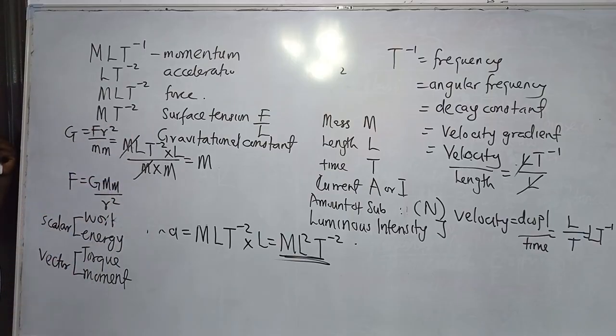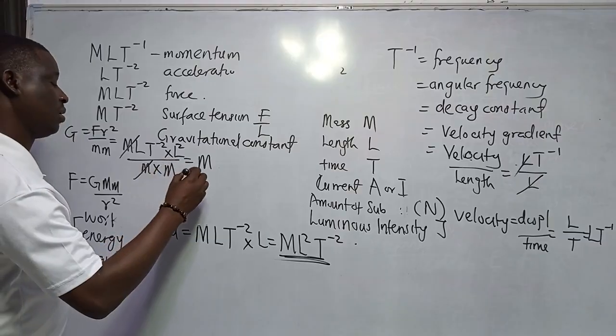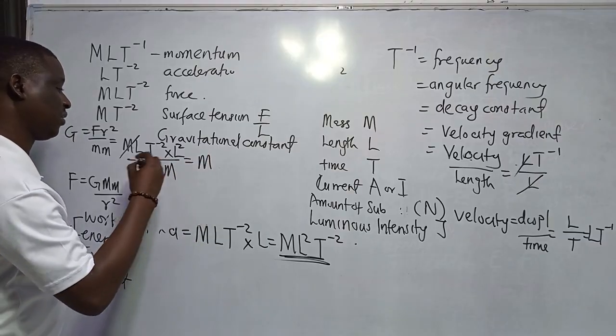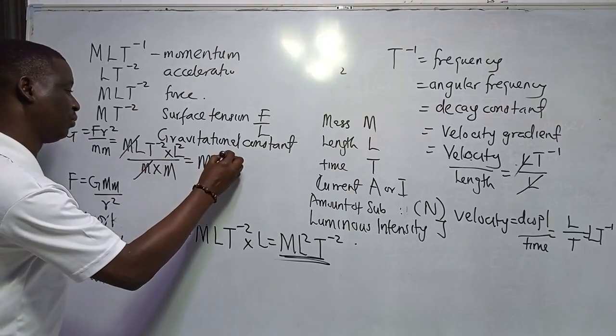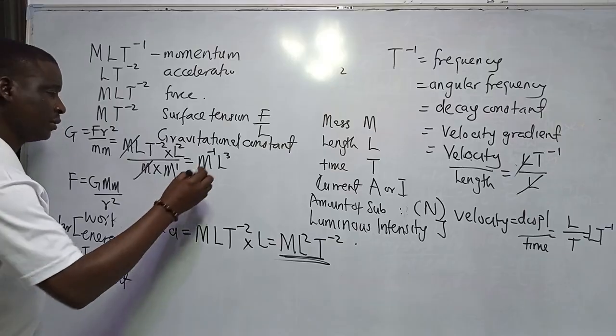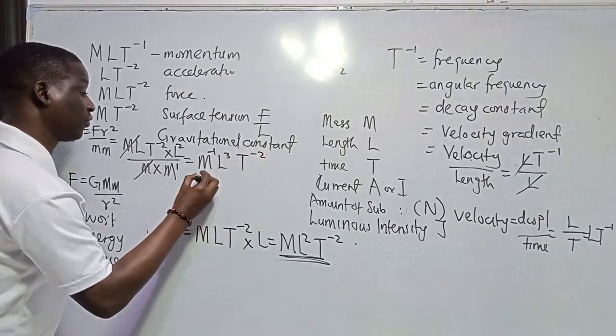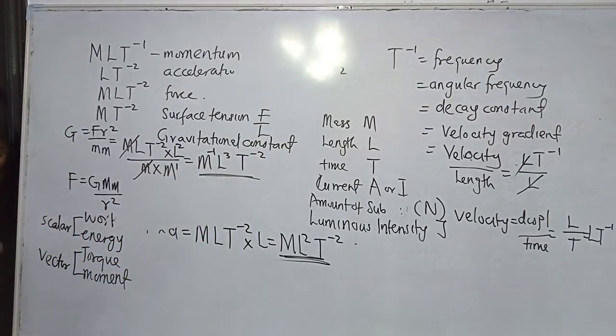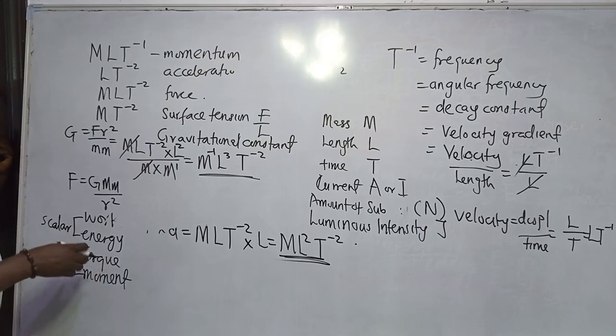This is R squared, sorry. So this is L squared. So what will this one be? This one will cancel. We have L cubed. This one is minus 1. If it goes up, it becomes minus 1. Then L cubed, then T raised to minus 2. That will be your answer for the gravitational constant. You can also work it out. You can practice it.